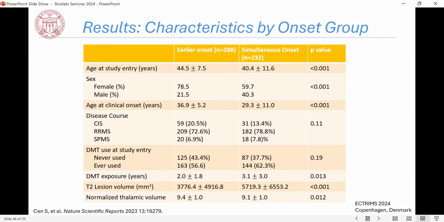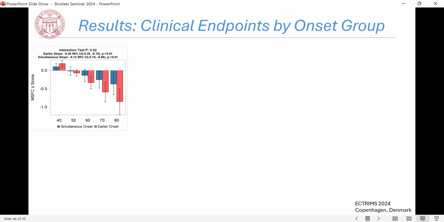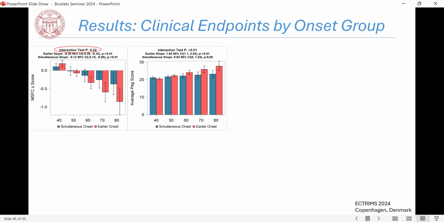Now let's look at the demographics. Again, they are very different. More importantly, we look at the functional data. Look at the functional data. MSFC is a global disability measurement for MS. Look at that, very different trajectories and different patterns.